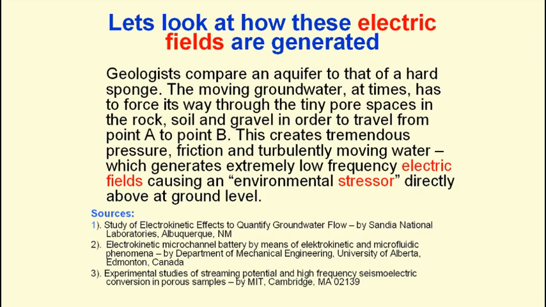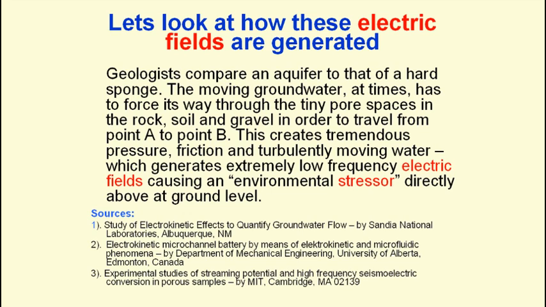Now let's look at how these electric fields are generated. Geologists compare an aquifer to a hard sponge. The moving groundwater at times has to force its way through the tiny pore spaces in the rock, soil, and gravel in order to travel from point A to point B. This creates tremendous pressure, friction, and turbulently moving water, which generates extremely low-frequency electric fields, causing an environmental stressor directly above at ground level.